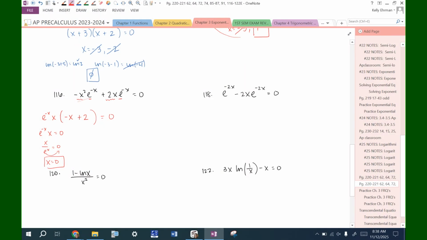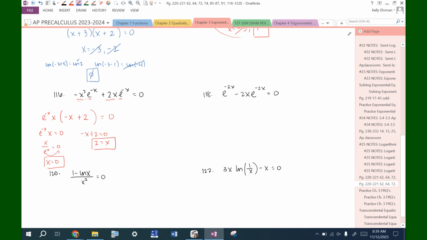And then over here, if negative x plus 2 equals 0, then add x over, x equals 2. This is an exponential equation, so we are not throwing out the 0 or the negative, but all answers are valid for this problem. We'd only get extraneous solutions if it was a natural log equation.